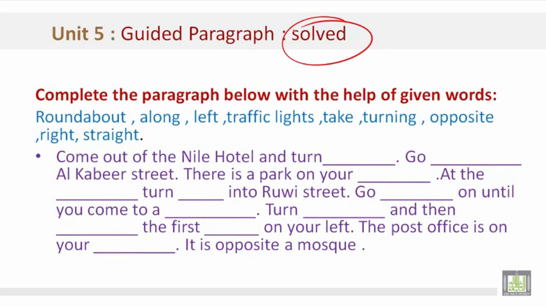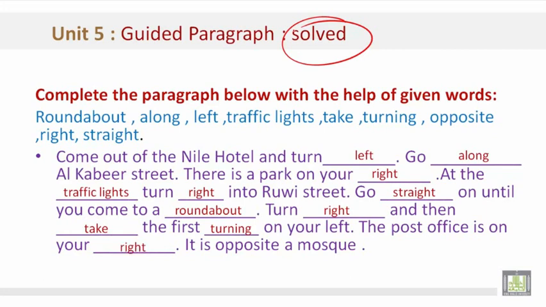Come out of the Nile Hotel and turn left. Go along Al-Kabir Street. There's a park on your right. At the traffic lights, turn right into Rui Street. Go straight on until you come to a roundabout. Turn right, and then take the first turning on your left. The post office is on your right. It is opposite a mosque.